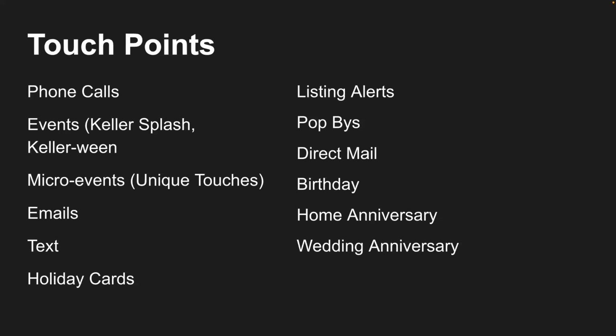So here's a handful of touch points that make up a 36 touch. I've listed them out here. If you come up with a new one, come up with a new one, right? This is not set in stone. There's not one set 36 touch plan. I want you to do one that makes sense for you, okay? Some agents build up 50 touch plans. Some agents have 100 touch plans. It kind of depends, right? Phone calls, events, micro events, email, text, holiday cards, listing alerts, pop-bys, direct mail, birthday, home anniversary, wedding anniversary, okay?